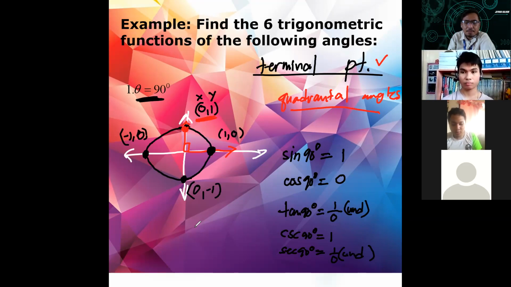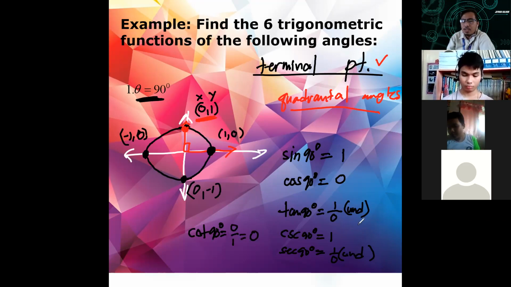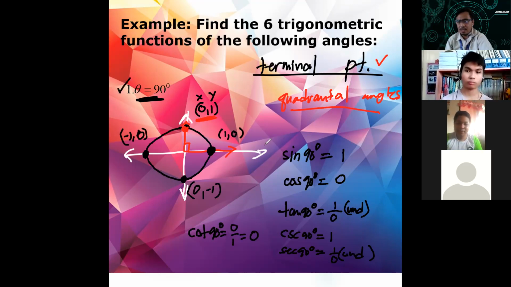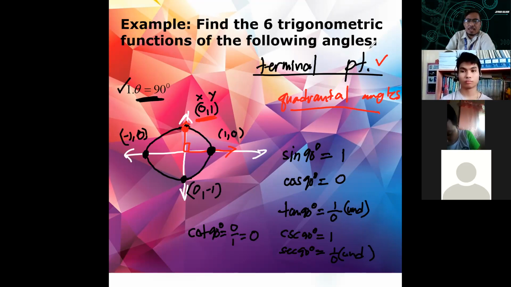Okay. So you have here, for the cotangent of 90 degrees, that is just the reciprocal of your tangent. If that is 1 over 0, the reciprocal is 0 over 1, or simply equal to 0. So these are the 6 trigonometric functions of the angle theta equal to 90 degrees. Okay? Clear? It is very easy.